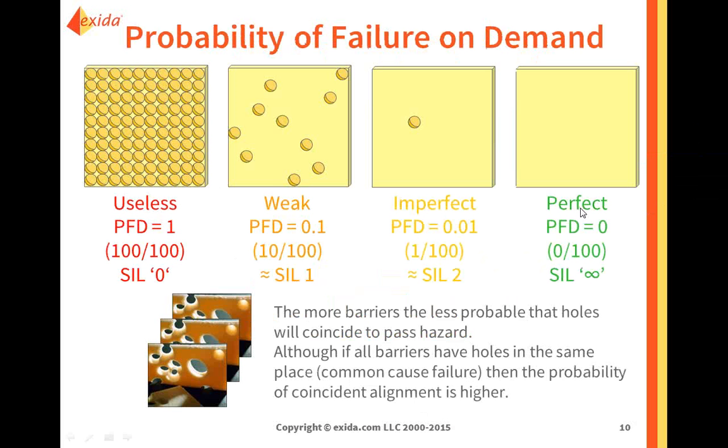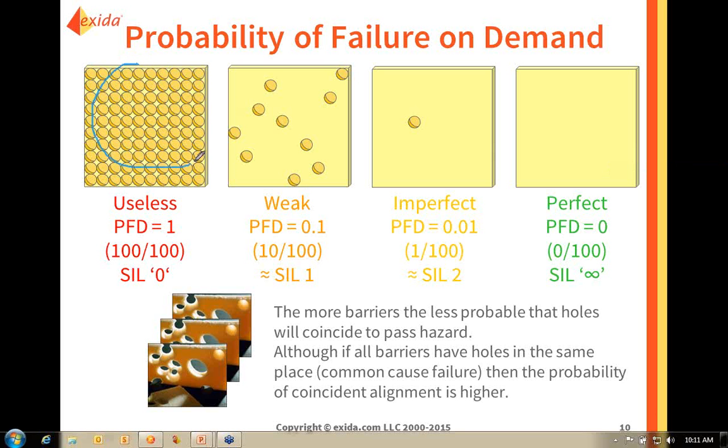Now, when we talk about these layers of protection, we need to see how effective they are, and we use the Swiss cheese here to show layer of protection effectiveness. On the left-hand side, you will see a layer here that is very ineffective. There are 100 holes out of 100 possible holes, or in other words, it will always fail. Its probability of failure is equal to 1. That would somewhat correspond to, let's say, a SIL 0. There's just simply no protection from this layer.